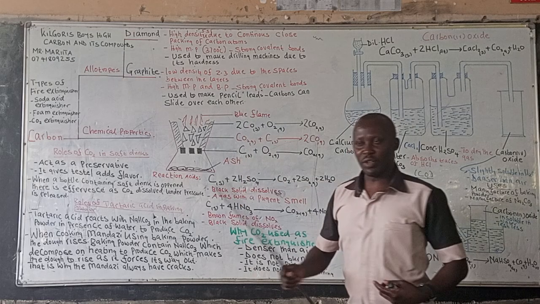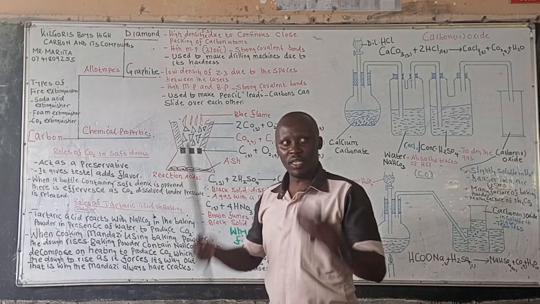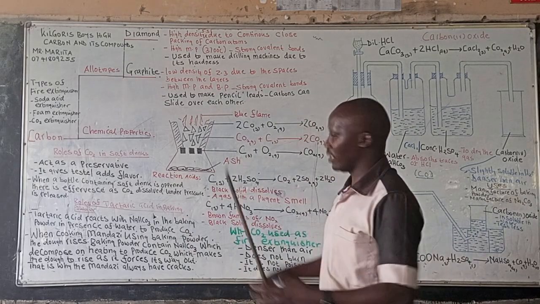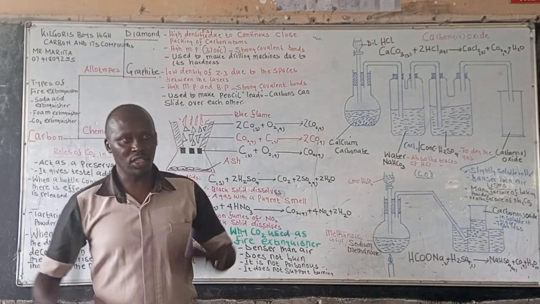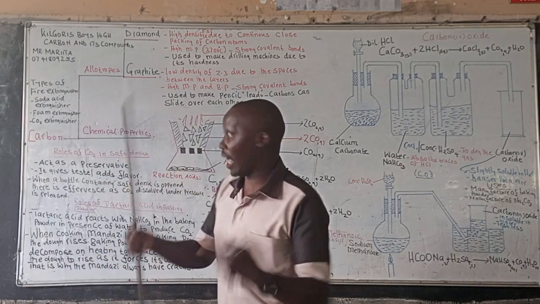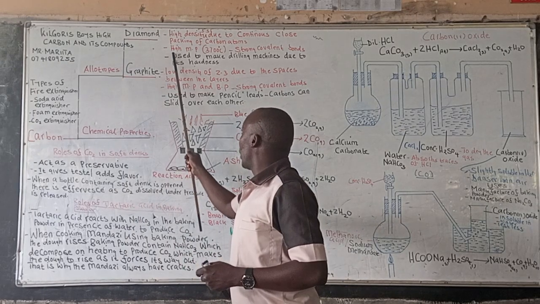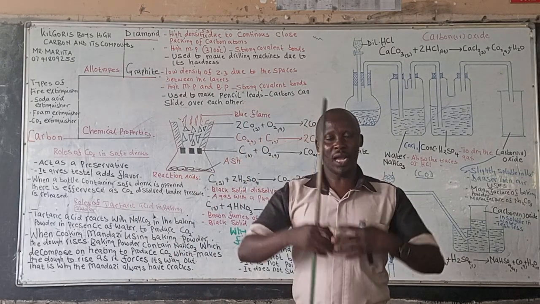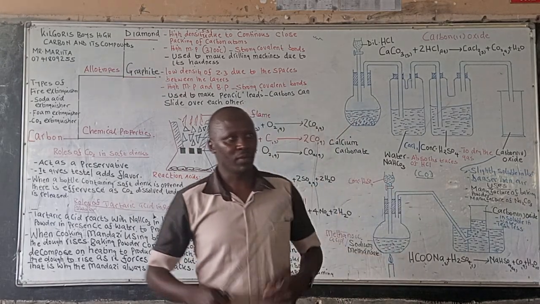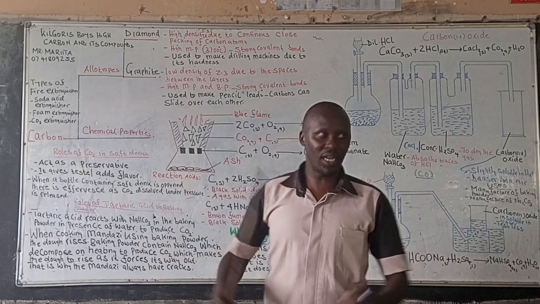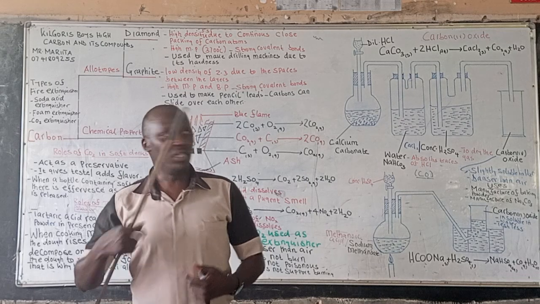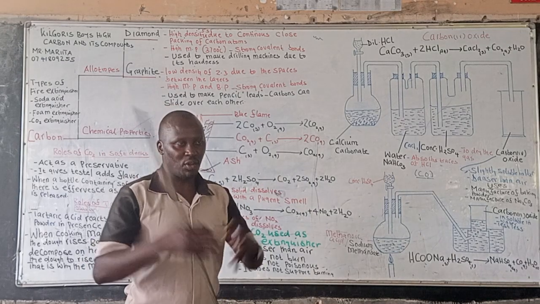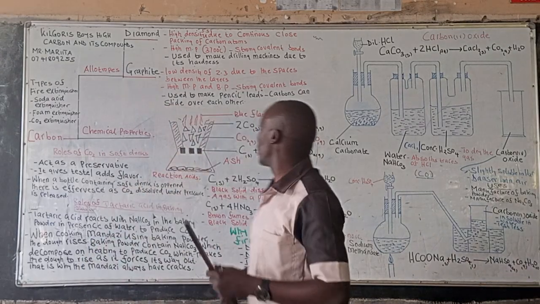Diamond has a density of 3.5 grams per cubic centimeter, and this high density is due to the continuous close packing of the carbon atoms. Diamond also has a high melting point of 3,700 degrees, and the reason for this very high melting point is the strong covalent bonds in the structure.